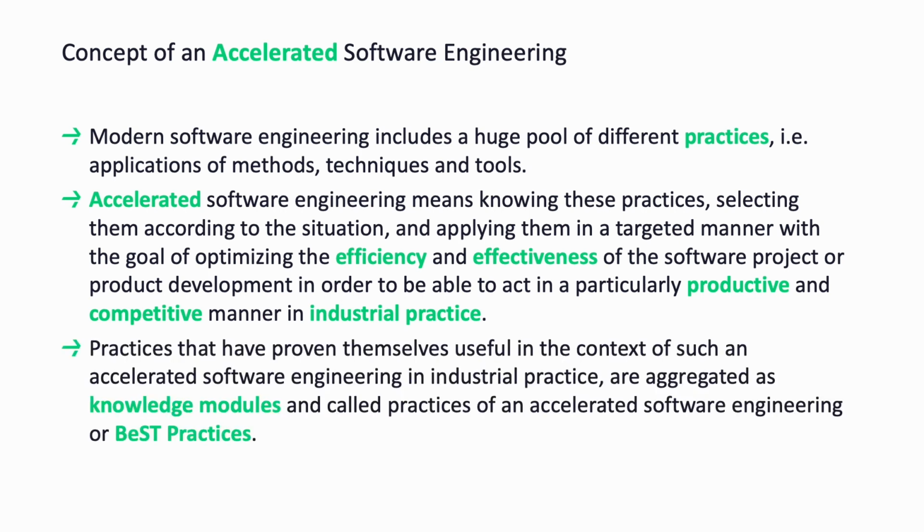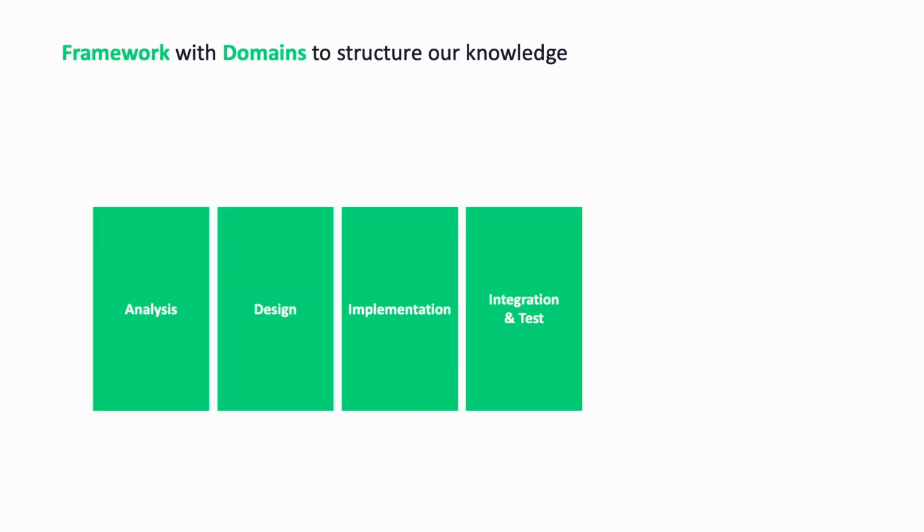Those practices which proved themselves useful several times regarding effectiveness and efficiency in the context of such an accelerated software engineering, that is, in industrial practice, we aggregate them as knowledge modules and call these the practices of an accelerated software engineering, or in short, best practices. To structure this knowledge and to sort the best practices into a comprehensible structure, we define 7 so-called domains of our knowledge. Together, this results in a structuring framework.